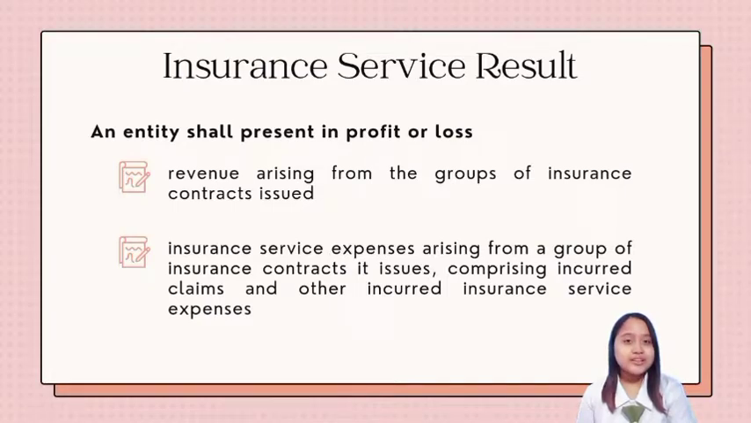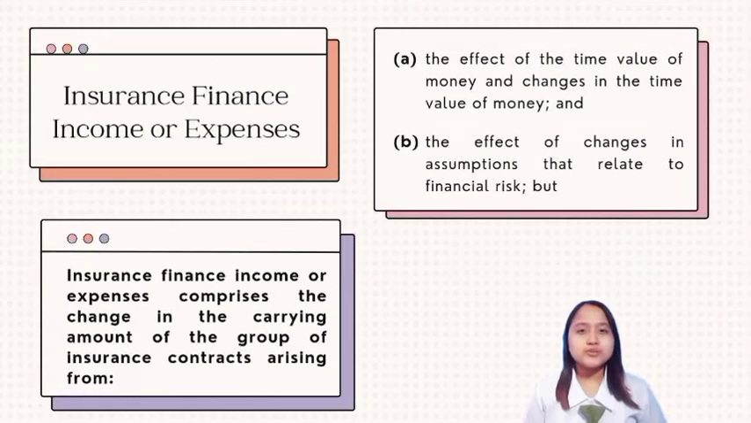contracts issued, and insurance service expenses that arise from the group of insurance contracts it issues, comprising incurred claims and other incurred insurance service expenses. Revenue and insurance service expenses shall exclude any investment components. An entity shall not present premiums in the profit or loss if that information is inconsistent with revenue presented. Insurance finance income or expenses.